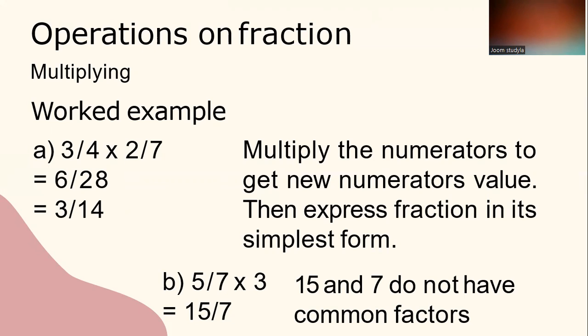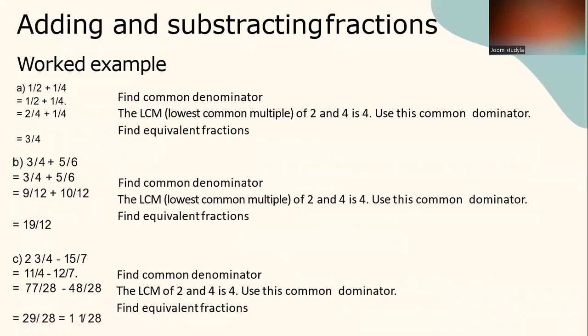5 over 7 multiplied by 3 over 1, which is 15 over 7. 5 times 3 is equal to 15 and 7 times 1 is equal to 7. 15 and 7 do not have common factors.